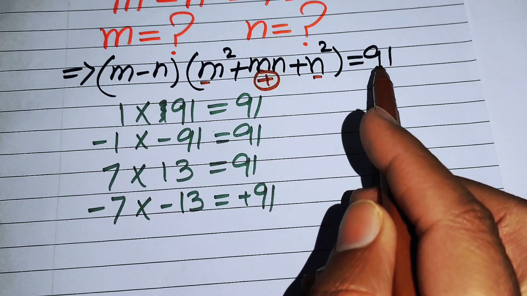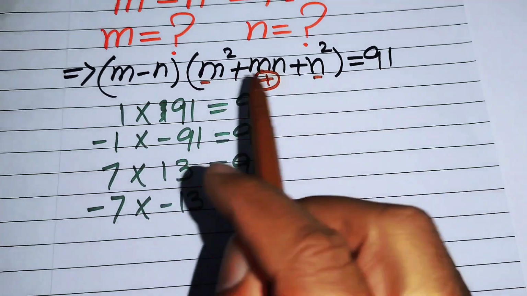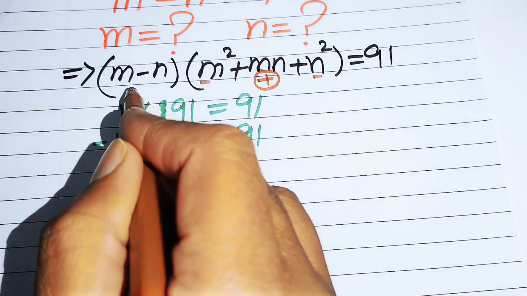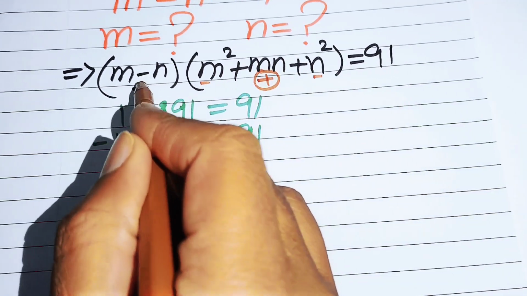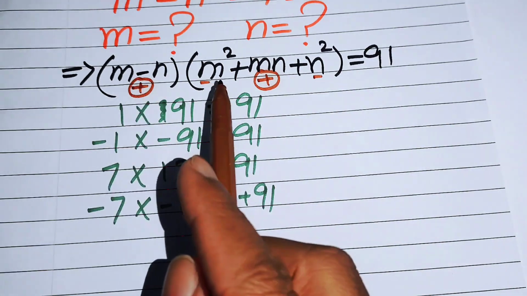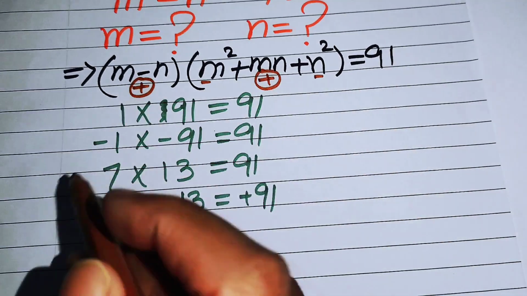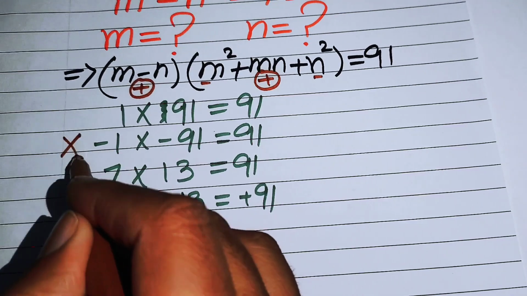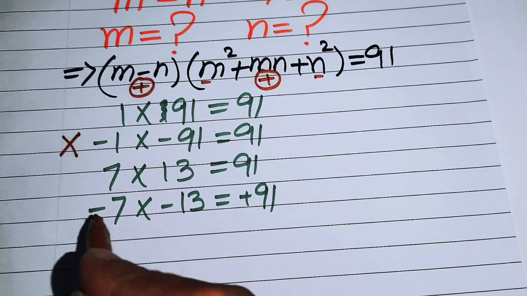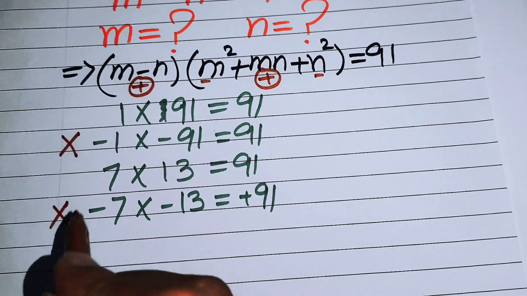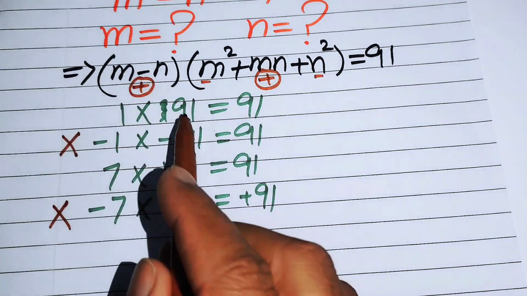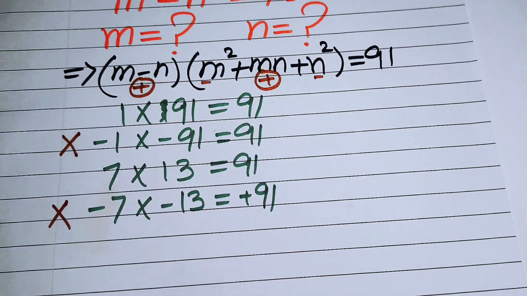And on the right hand side, the product of two numbers is positive 91, so both factors must be positive numbers. Here we need two positive numbers whose product is 91, but here we have a negative number, so this case is not possible and we reject it, and this is also negative, so this case is also rejected. Here we have two possibilities, 1 and 91, and 7 and 13.